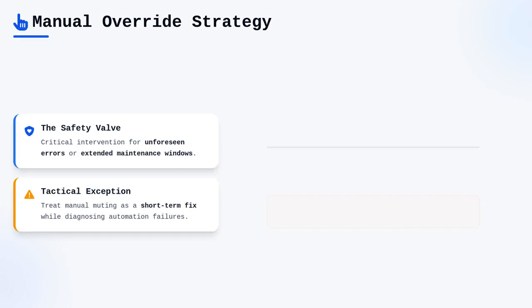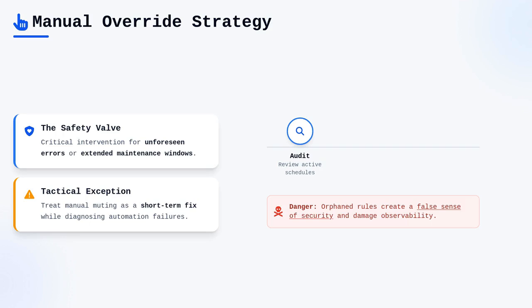To maintain a healthy enterprise environment, auditability is paramount, and you should regularly review the list of active muting schedules. An orphan rule that was meant to expire but remains active can do significant damage to your observability strategy by creating a false sense of security. As you practice configuring these rules, prioritize defined dimensions that accurately reflect the blast radius of your infrastructure changes, ensuring that every suppression event is accounted for and temporary by design.